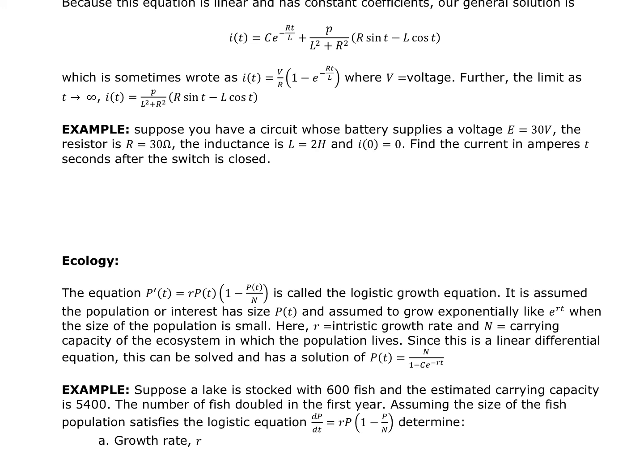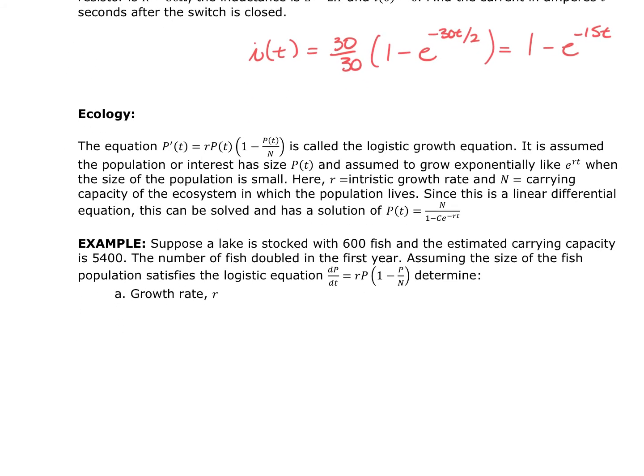By going straight to the very last equation, and this is something I really love, I of t is going to be equal to 30 over 30, because my voltage and my resistance are the same thing numerically, times 1 minus e raised to the negative 30t divided by 2, which is basically going to give me 1 minus e raised to the negative 15t. Done.